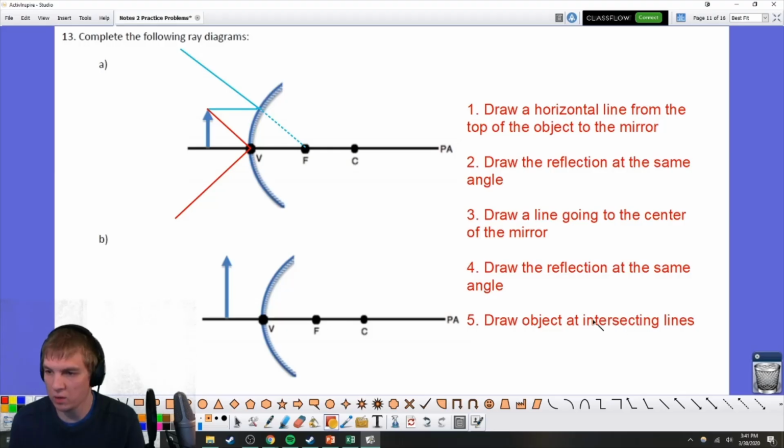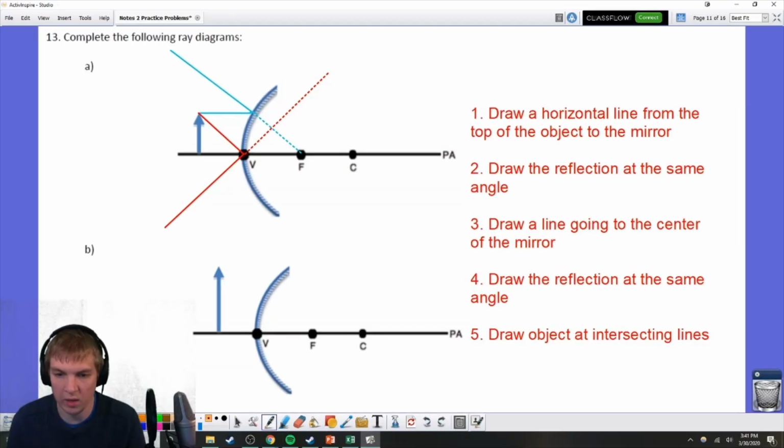And then draw an object at intersecting lines. Well, for this one, you do need to extend it onto the other side. So this is the imaginary line, the line that doesn't exist. And yes, they do intersect right there. So we can go ahead and draw that shape. This arrow is going to look like this. So a little arrow.